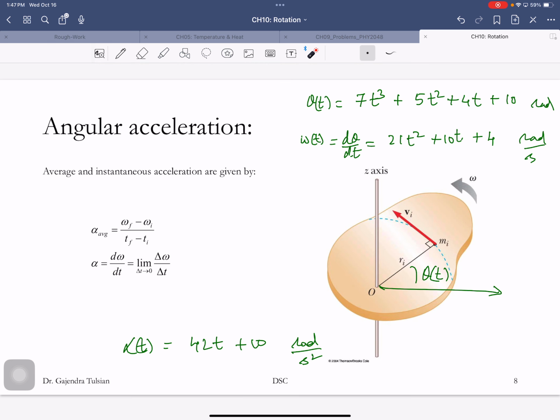Now in all these equations, as this object rotates, let's say it starts here. What is the angle through which it has rotated? 360. Now 720. Okay, 1080 and so on. So you don't reset at 360 degrees. In all these equations, the angle keeps increasing.